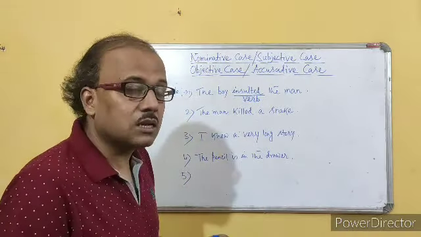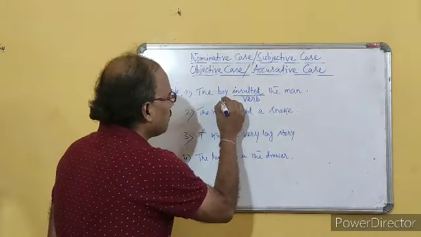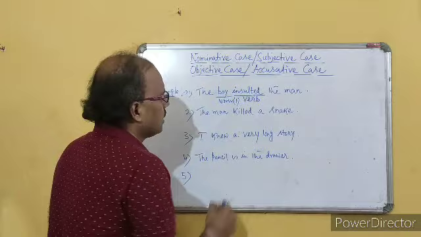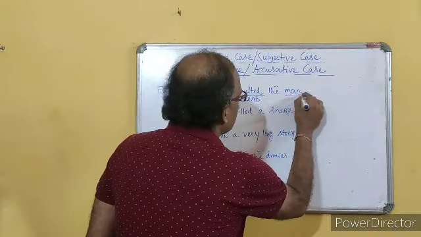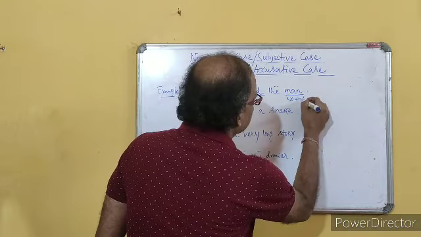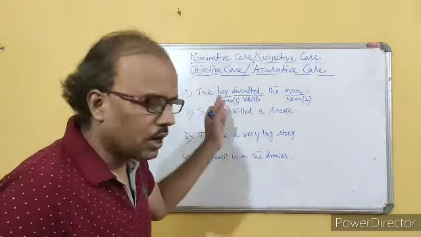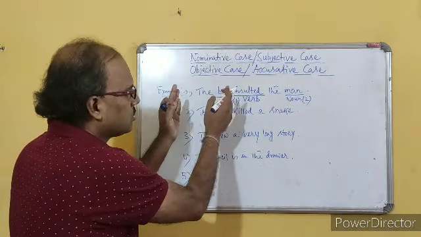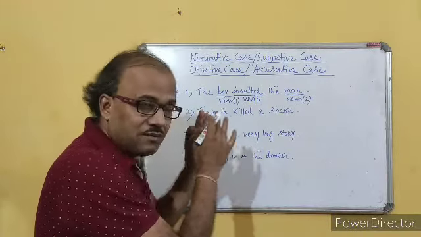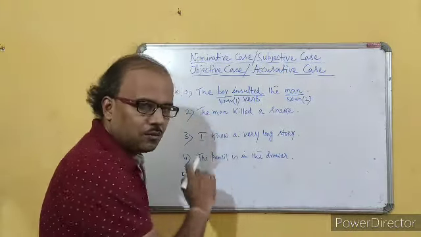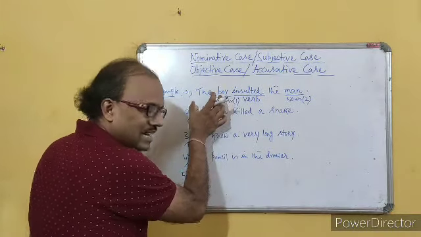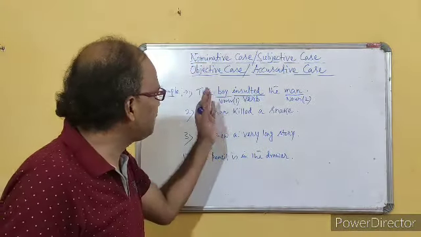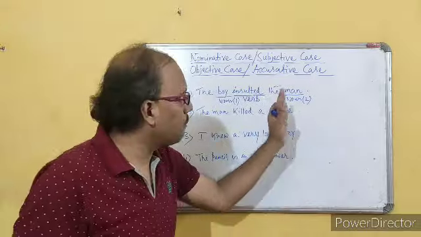Now find out the nouns from this sentence. Noun number one, boy. This is the noun. And man is noun two. Now look at this part of the verb. The verb has bifurcated the sentence in two parts. The left part is the boy and the right part is the man.